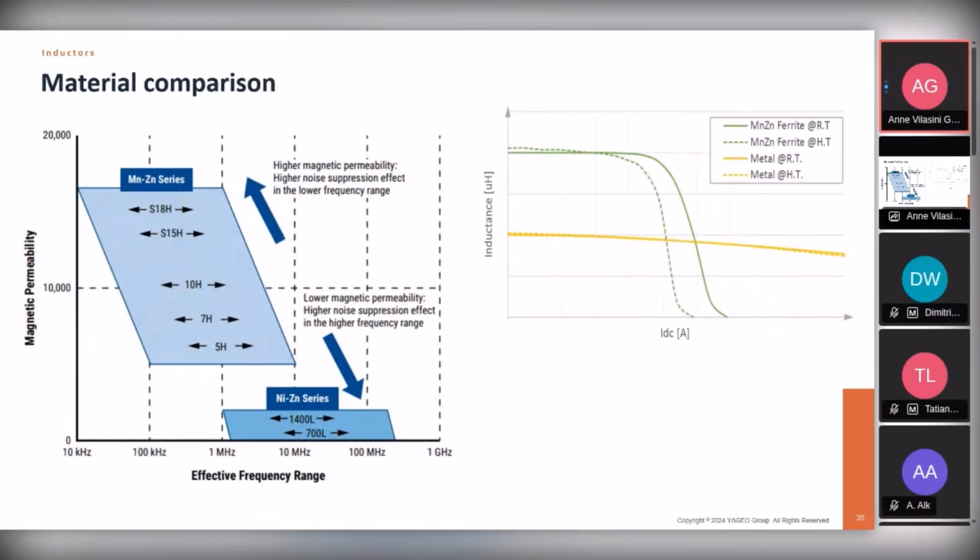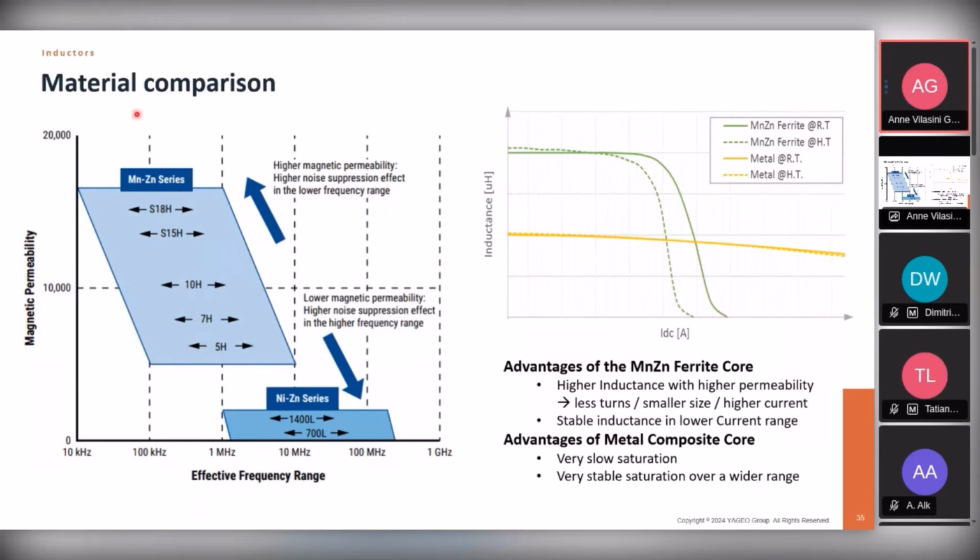Now is the material comparison that we spoke about. Here you can see different core materials, so the manganese zinc series. Here we are talking about the permeability, the mu that we saw in the formula, so the permeability change with respect to the frequency.